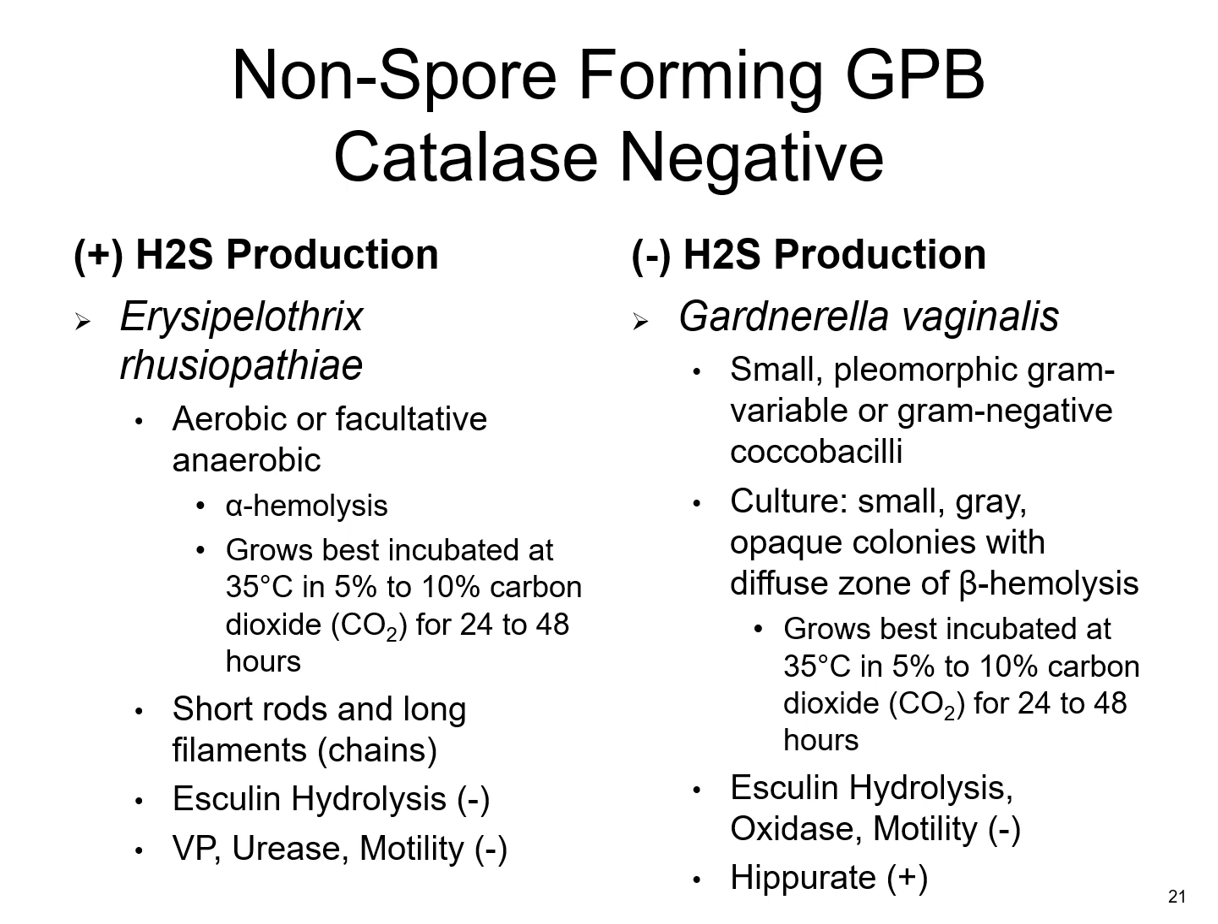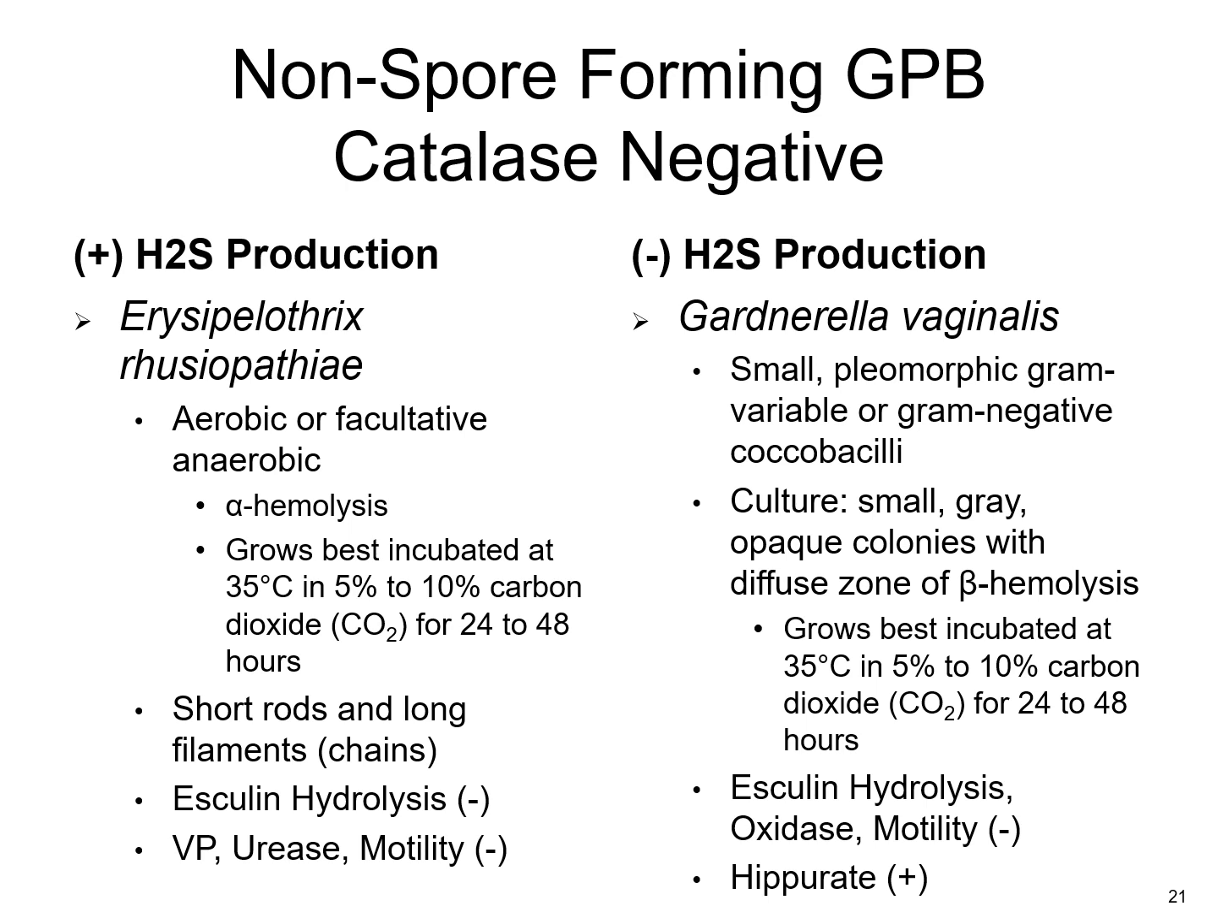If the organism is determined to be a non-spore-forming gram-positive bacilli that is catalase negative, next we look for H2S production within a TSI agar. And so with this, we can have a positive production, which is Urosepalorthrix rhizopathia.